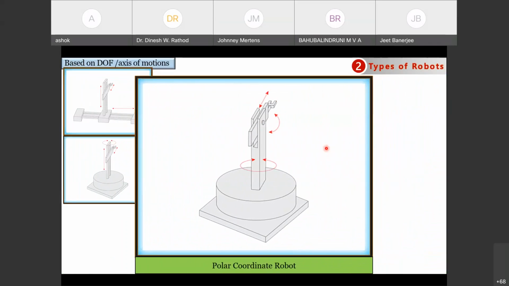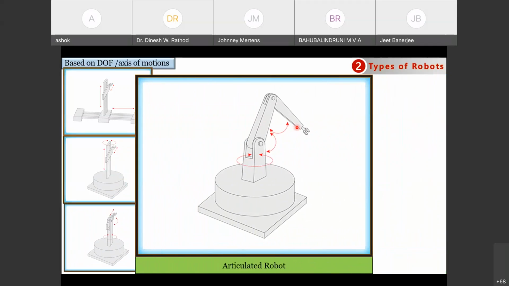And the third one: if two translation motions are replaced by two angular motions, the corresponding type will be called a polar coordinate robot. And clearly you can see one rotation as well as oscillation, as well as to and fro motions, which happen at the gripper, are possible in this type of polar coordinate robot.